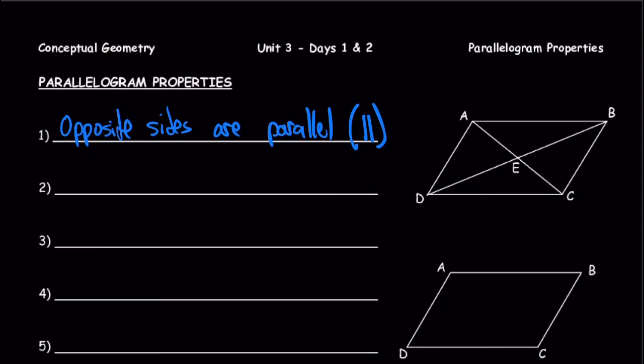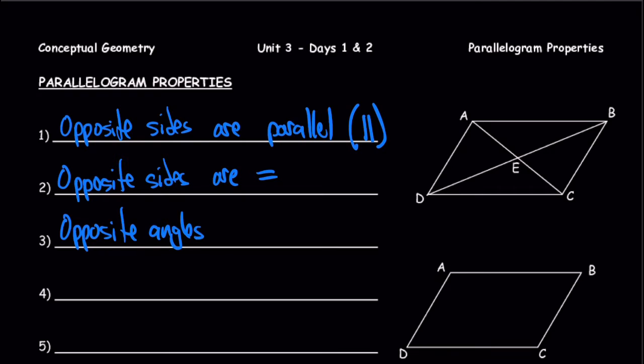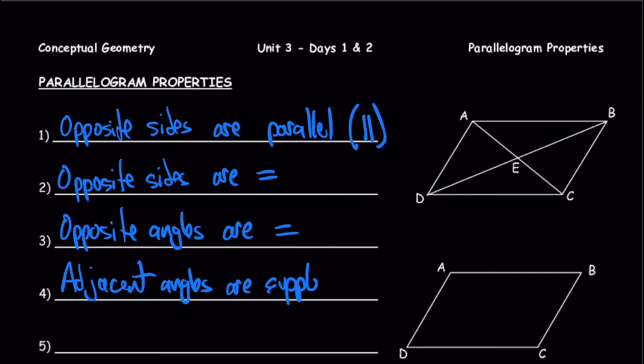And then also from our measurements, we know that opposite sides are equal. What we also saw was that opposite angles are equal, and that the adjacent angles are supplementary. That simply means that they add to 180 degrees.